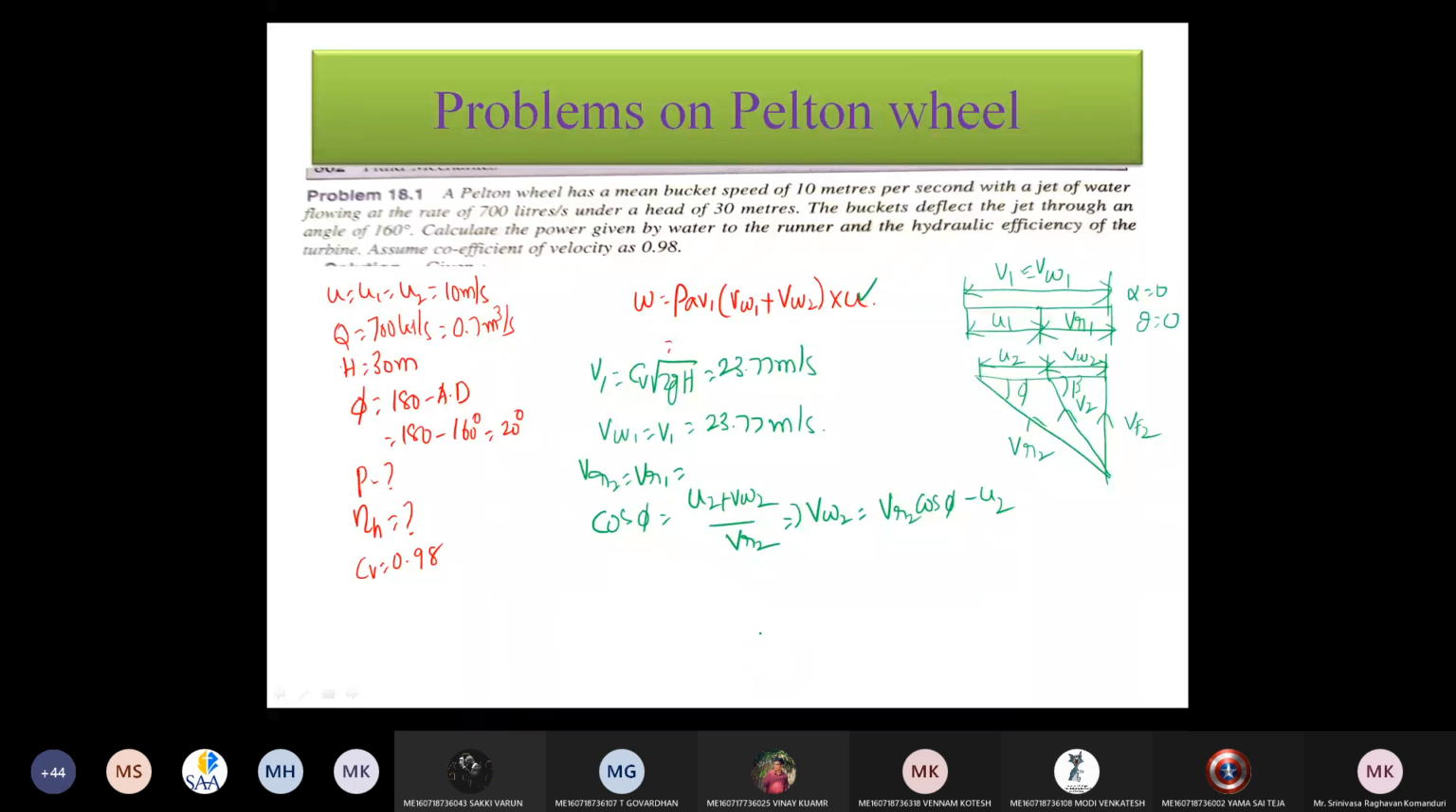Why they have mentioned the Q value. If you know that, then you can easily calculate W. Sir, Q is equal to A V, no, sir? Area into velocity. Q is equal to area into velocity? Yes, very good. So instead of A V1, you can directly substitute the Q value. Very good.